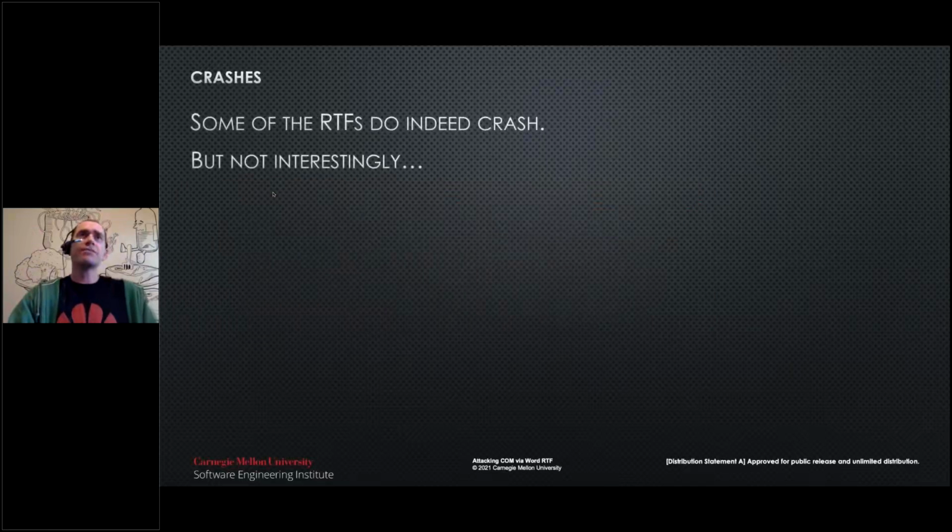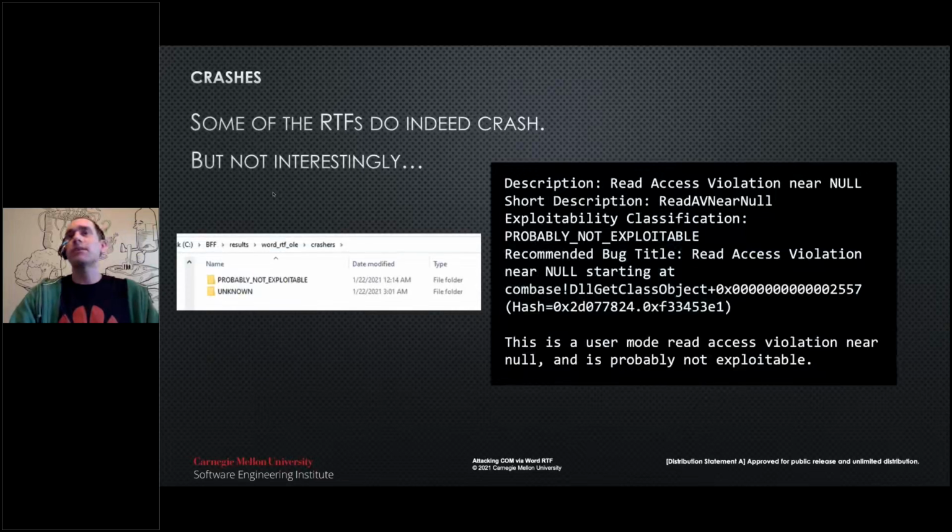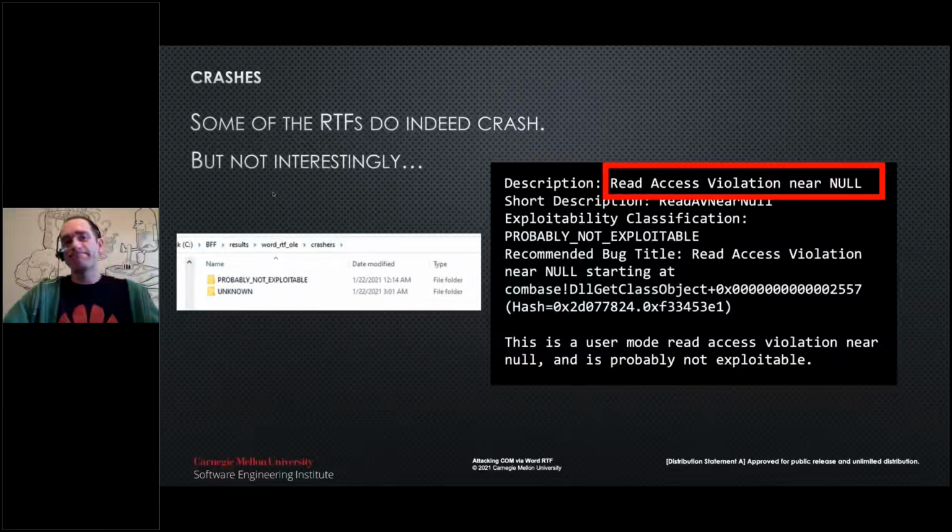I had noticed that some crash, and BFF will put them in the !exploitable categorization. I can see, all right, probably not exploitable, read access violation near null. I don't really care. It's way different than the IE 6 days where it's like, hey, I've got an access violation trying to execute code at an address that I can get to. These are kind of shrug-worthy. But still, I've got RTFs that, if I just open the RTF, will cause Word to crash.